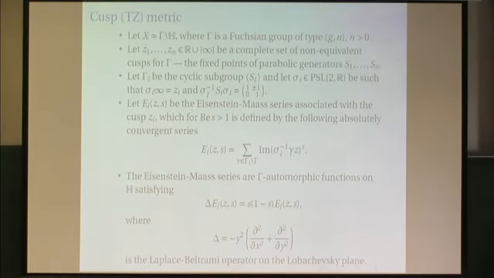implicitly. Eisenstein-Maass series appear in Wolpert's formula for the second variation of the hyperbolic metric, and so on. So this is really a fundamental object.